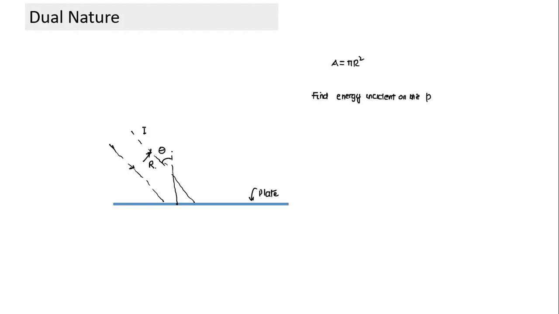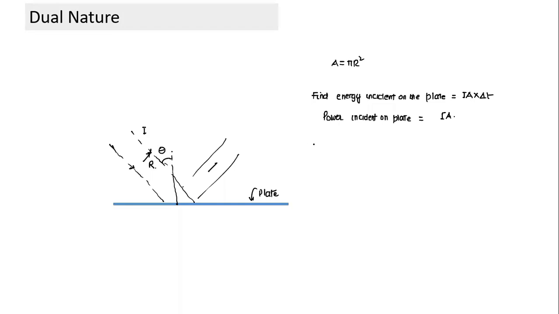What is the energy incident on the plate? Basically I into A, no problem. Energy incident on the plate is I into A into delta T. Or if I ask what is the power incident on the plate, it will be the same thing, I into area. Power incident on the plate is I into A.